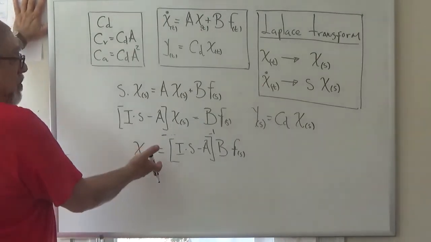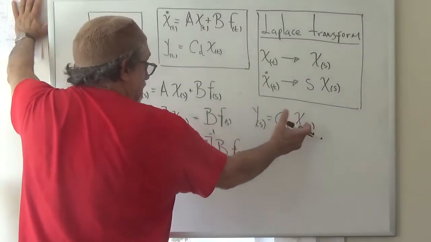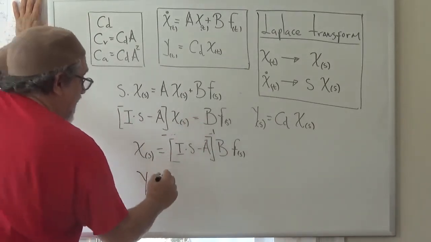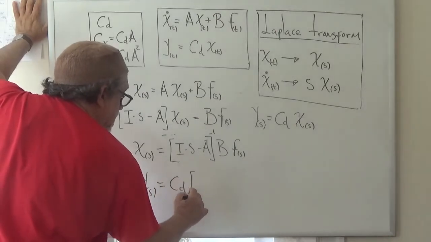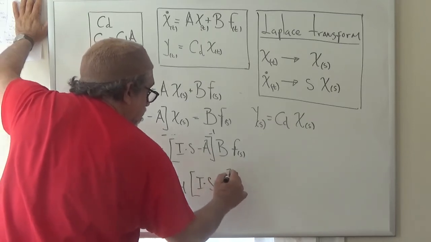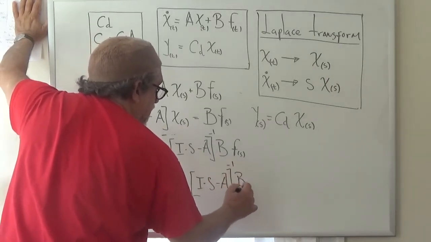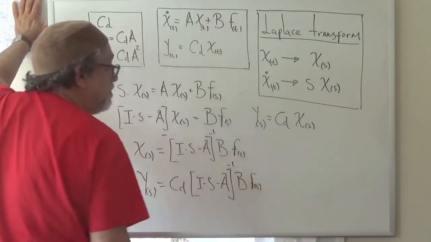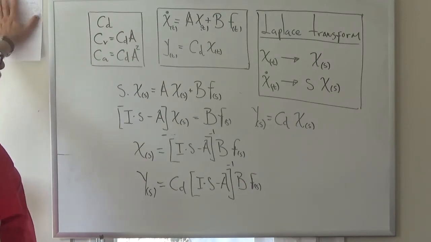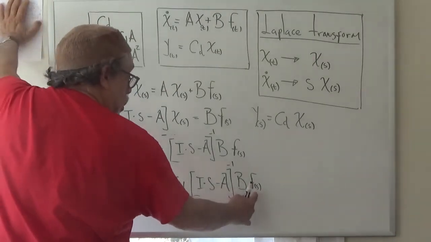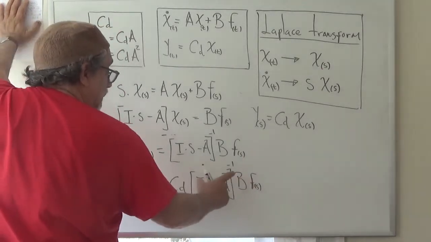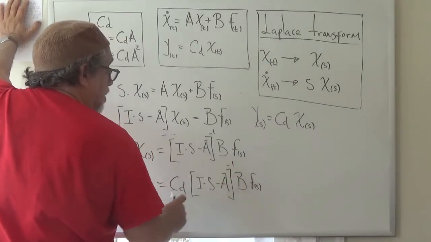Since we have an explicit formula for x of s, we can plug it into here, and we get that y of s is equal to C, D times identity times s minus A to the minus 1 times B times f of s, right? So we now have the following. We have a connection between the load and the output, which is purely algebraic, provided that we talk in the Laplace domain, right?